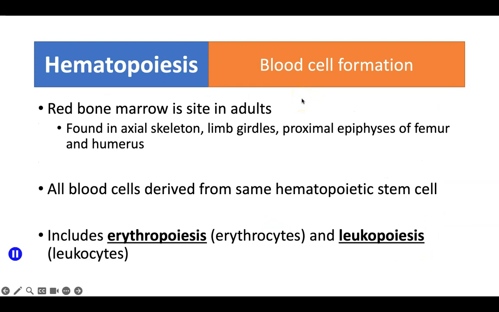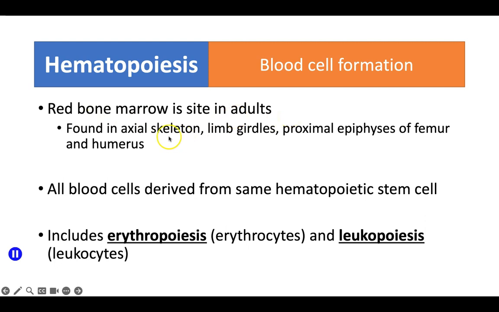Speaking of formation of red blood cells, it has this wonderful word associated with it, which is hematopoiesis. So it's birth of blood cells, or birth of blood, hematopoiesis. And this typically happens in the red bone marrow in adults.